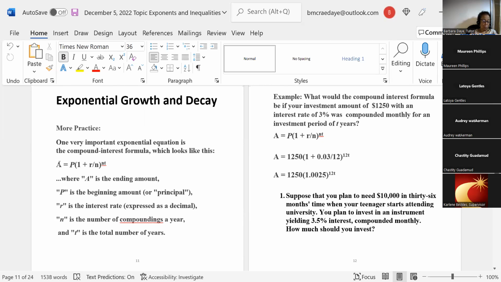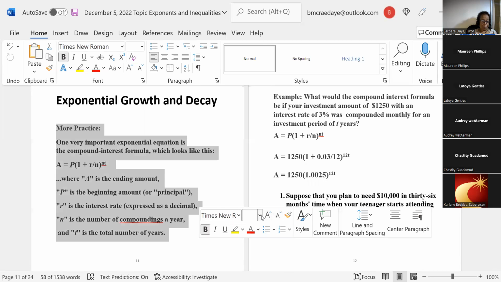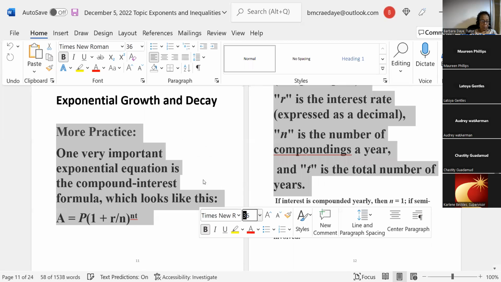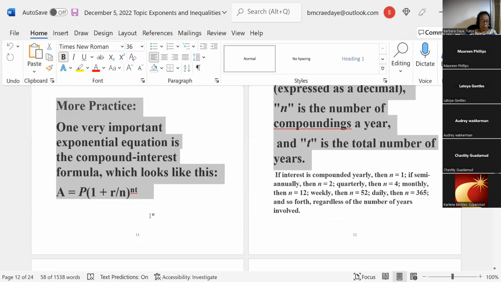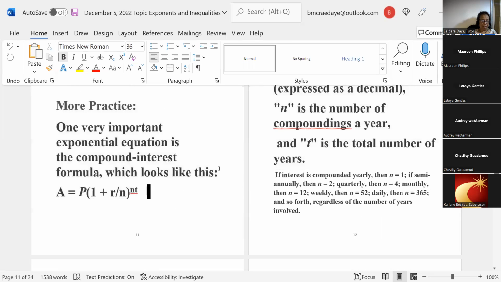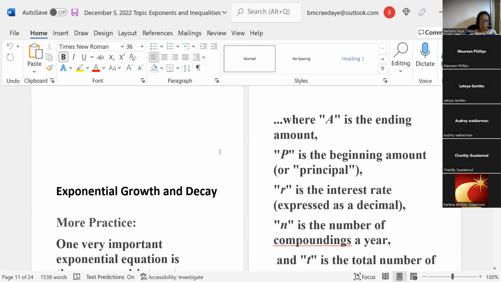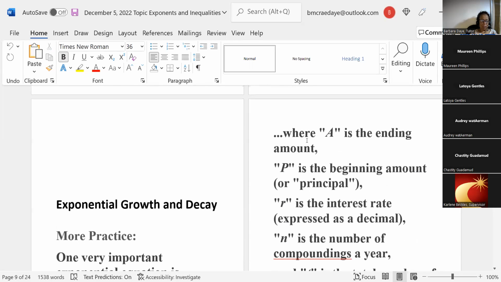So what you end up with is the A right here. Wait, let me make this bigger. Okay. So what you end up with is A, right? What you're starting with is your P, beginning amount of principal.